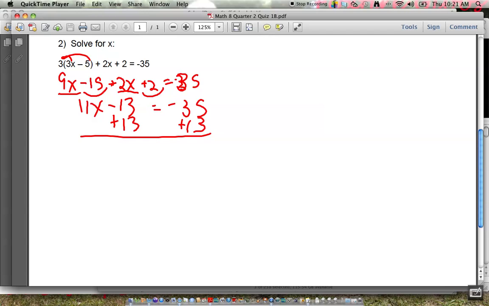Now here's the big mistake that more people made than any other mistake in the whole problem. You ready? 11x equals, what is 35 negatives and 13 positives? 22, negative. Yeah, negative 22.